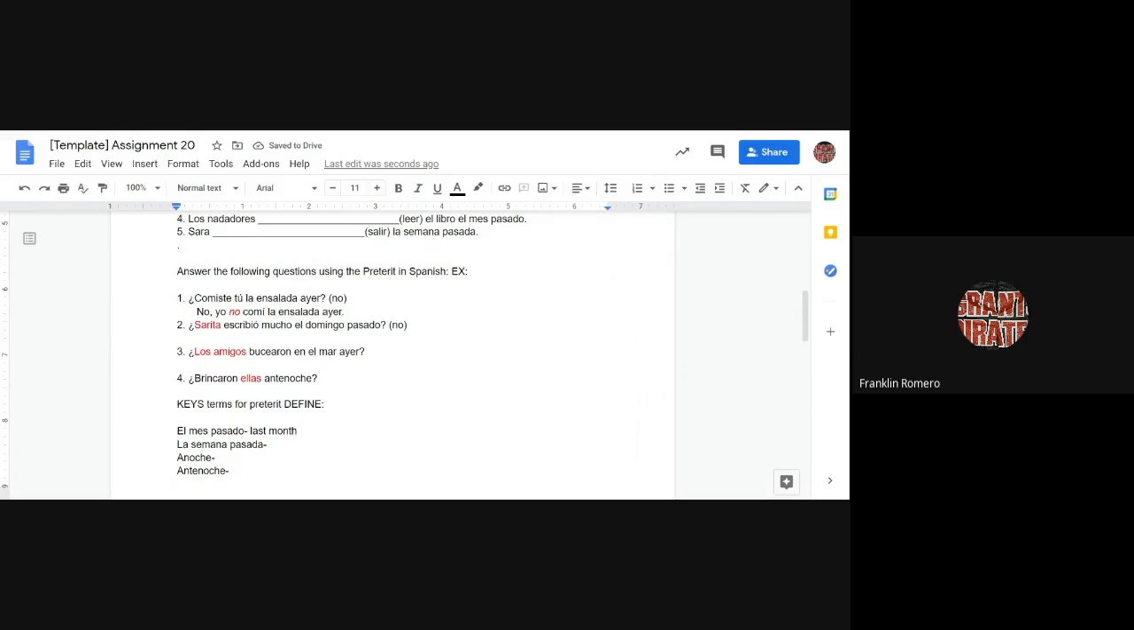Número tres, los amigos bucearon en el mar ayer. The friends swam in the sea yesterday. Subject is amigos, bucearon is the verb to snorkel. That's from our vocab we had. So did they snorkel in the sea yesterday?